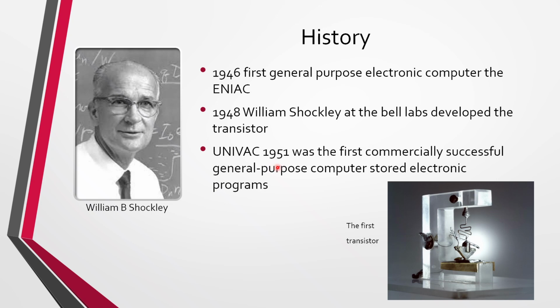UNIVAC in 1951 was the first commercially successful general purpose computer, and it stored electronic programs. So this was the first actual computer that was general purpose and could store programs. General purpose means that it isn't just designed for one task, or for solving one type of problem, and it could be programmed in different ways.